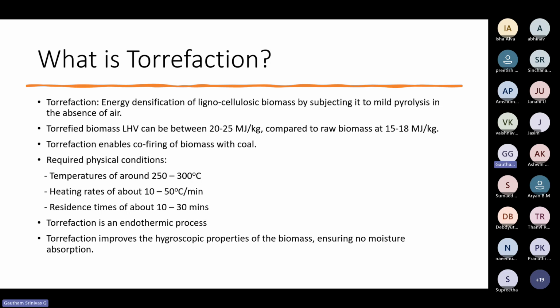As in, if you take 1 kg of the material, raw biomass, you can obtain about 15 to 18 megajoule of energy. But then you subject it to torrefaction, which is a mild form of pyrolysis. And if you take 1 kg of torrefied biomass, the energy content increases to 20 to 25 megajoules. Why is that?